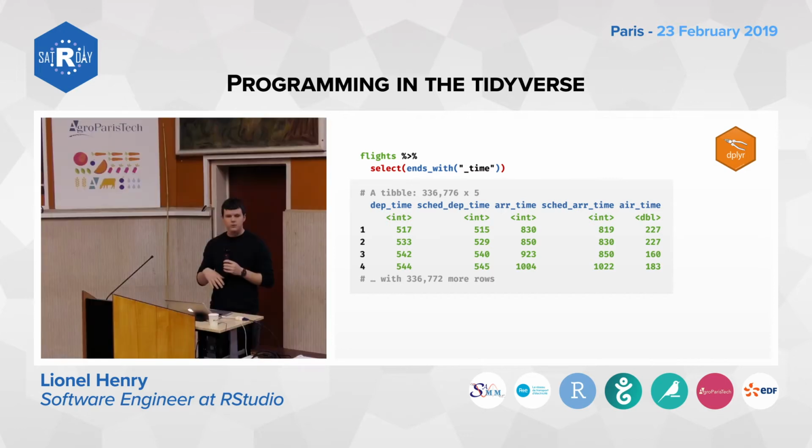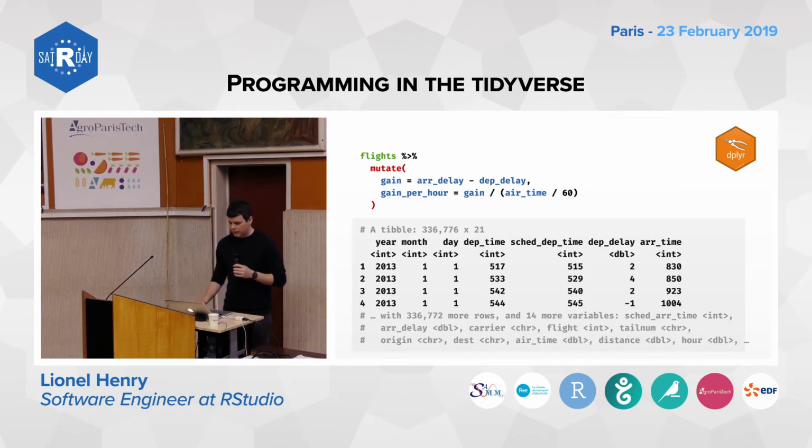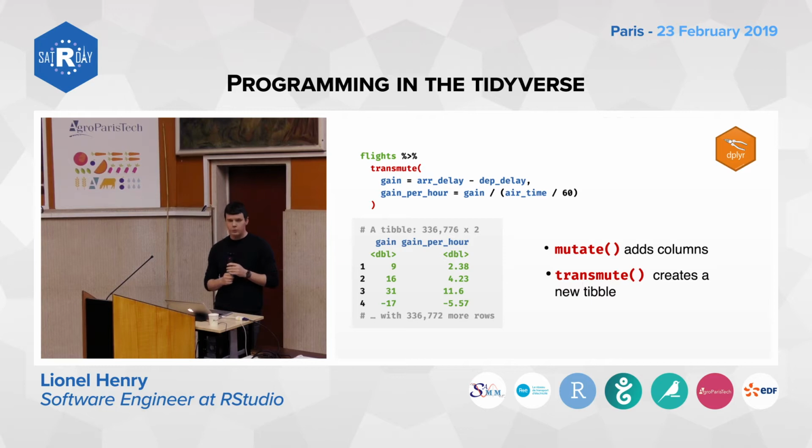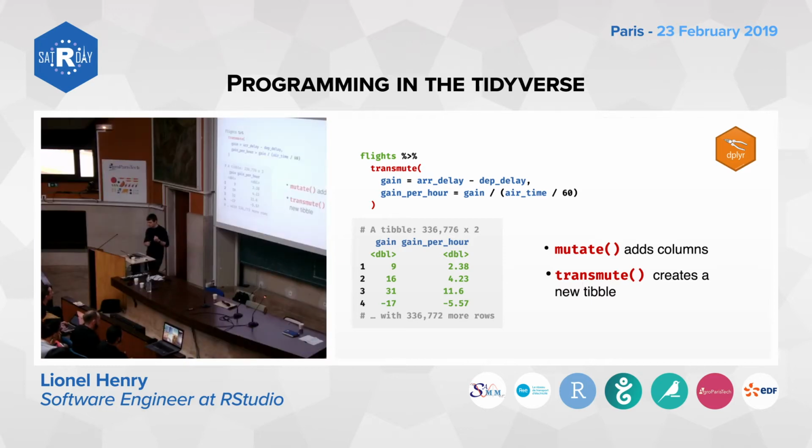You can select all the variables whose names end with the time suffix. Here with mutate we create new columns. Here they are added at the end. If we use transmute, we create the columns, but we discard all the other ones, and so we get a new table with the new columns here.